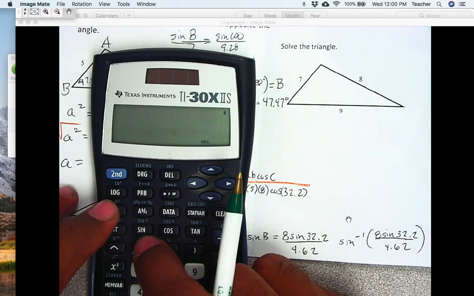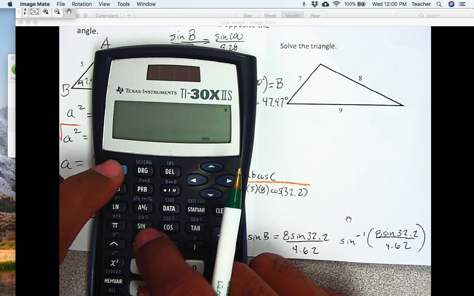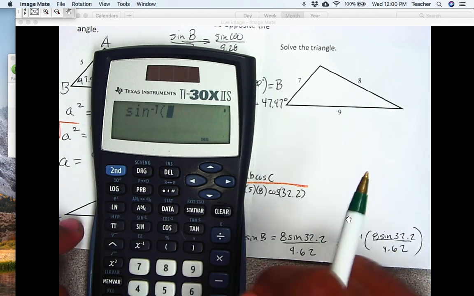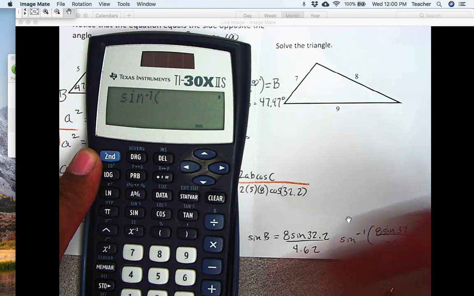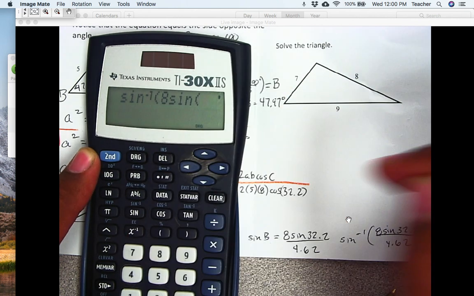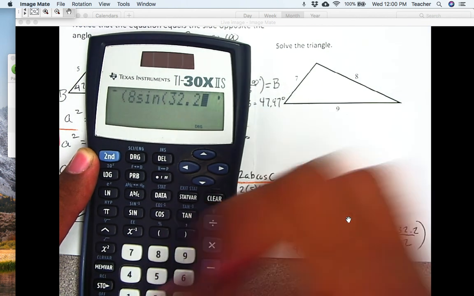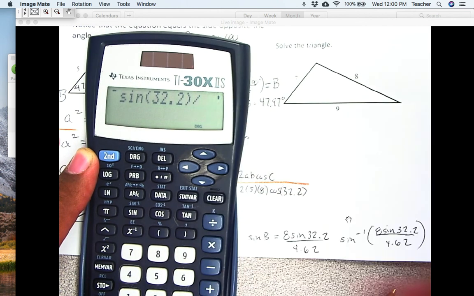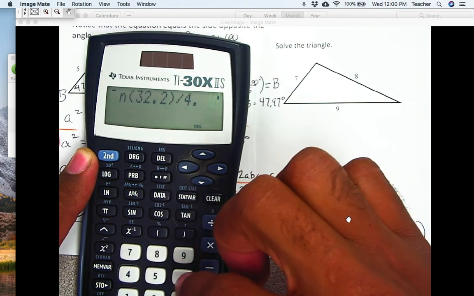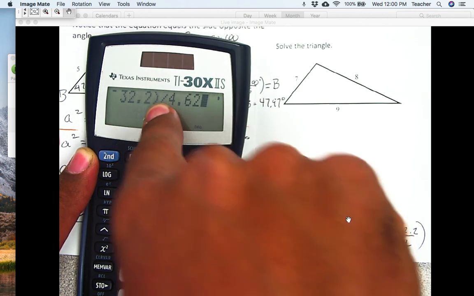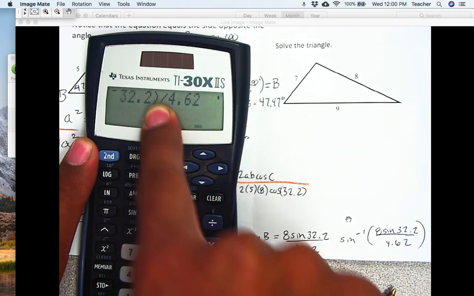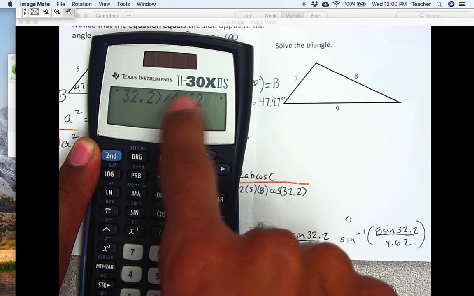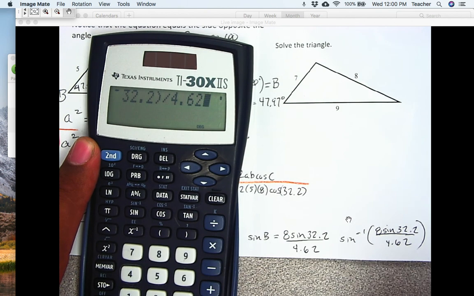And remember on this one, typically on most calculators, you've got to use the second function in order to get to it. It's a little different on the Inspire or the yellow hats. Times sine, 32.2, all of that divided by 4.62. Now you notice how I enclosed the degree 32.2 in parentheses. Make sure you do that. Otherwise, the calculator thinks you're dividing the 32 by that.